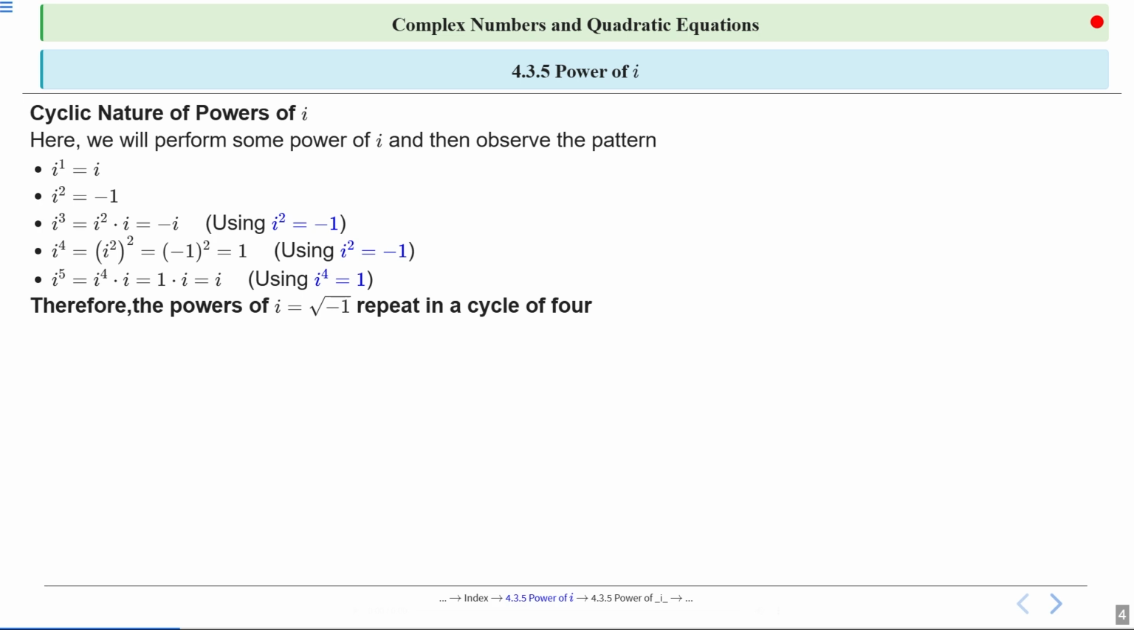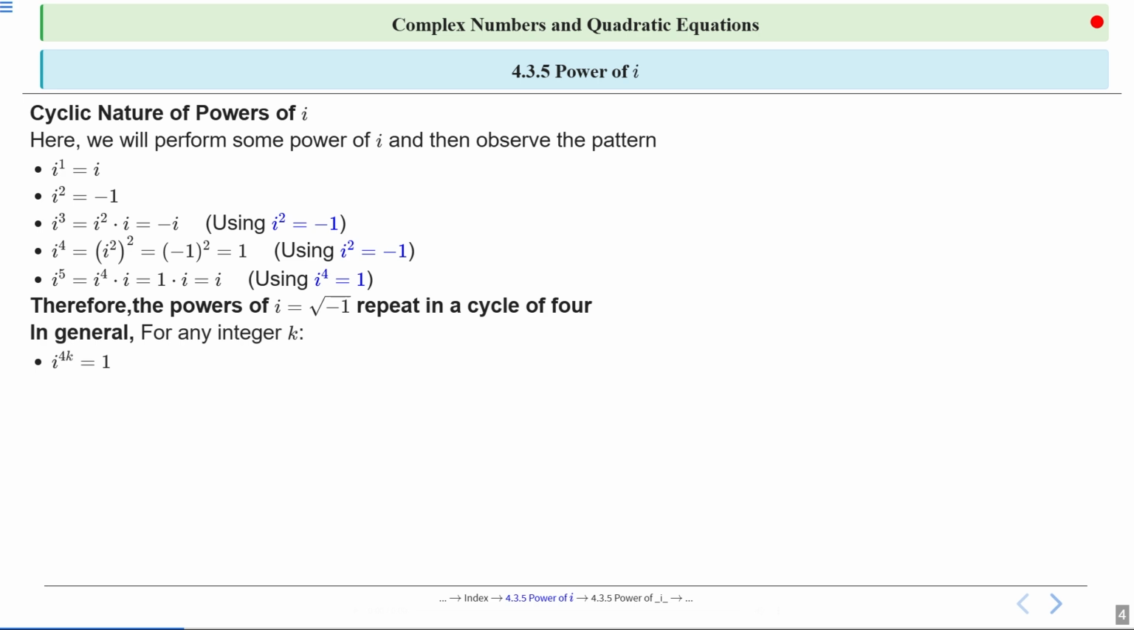Therefore, we can conclude that the powers of iota, where iota equals the square root of -1, repeat in a cycle of 4. This means that every time you increase the exponent by 4, you return to the same value as before. So this cycle property is very useful for simplifying higher powers of iota.